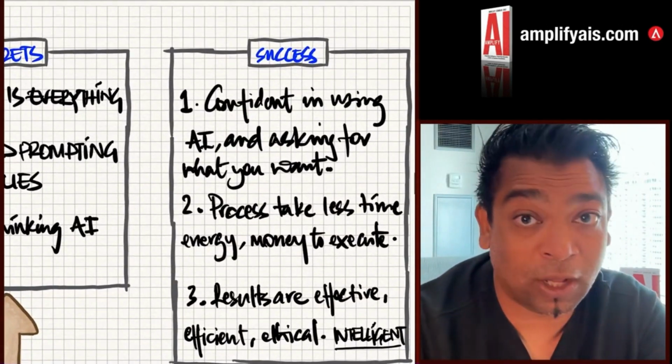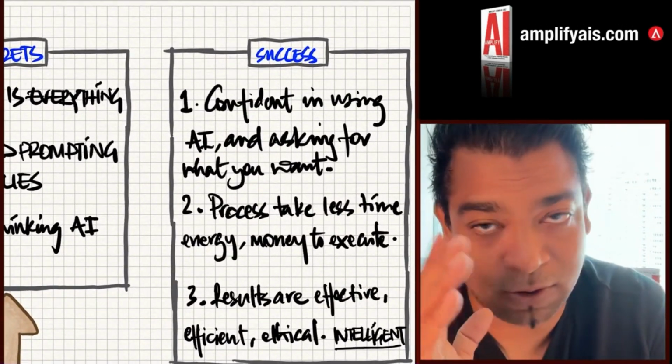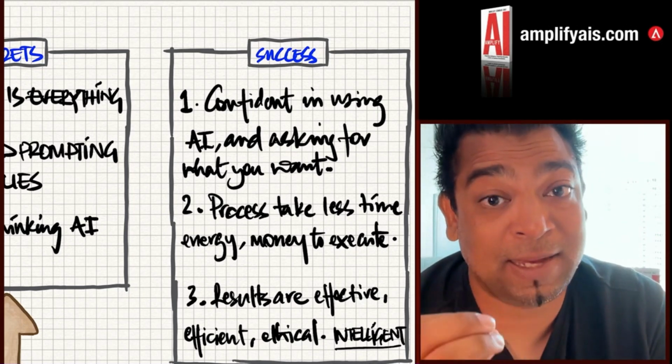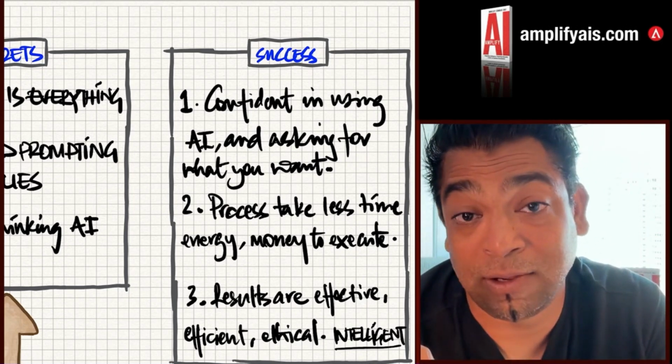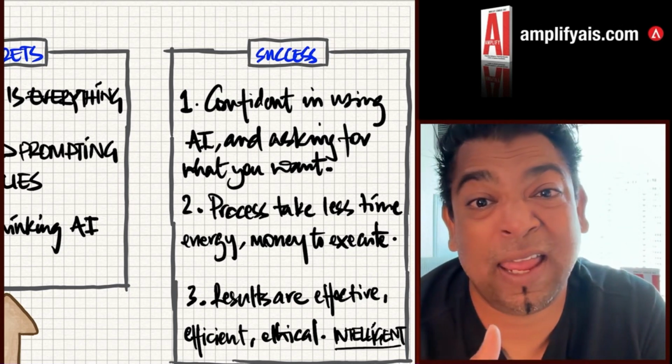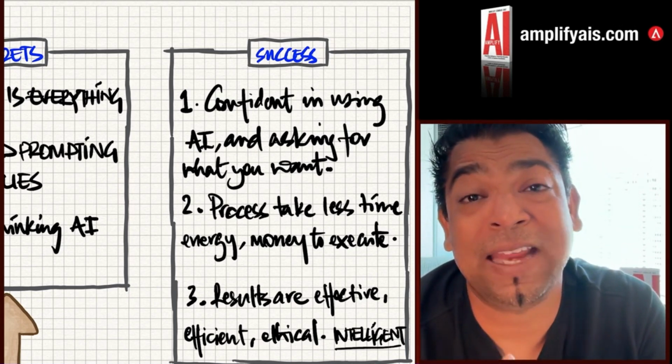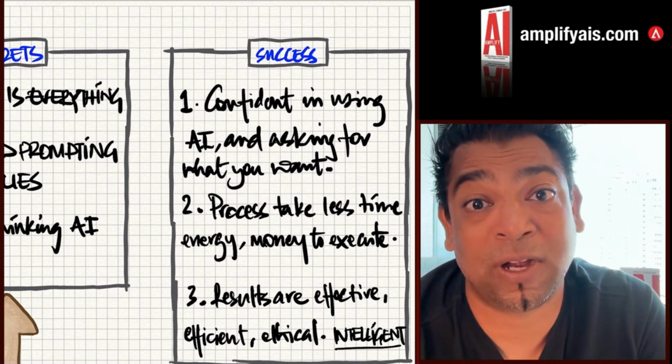So when you've got this done and your prompting techniques are on point, this is what it looks like. You're confident in asking AI and getting from AI anything and everything that you actually want and need.